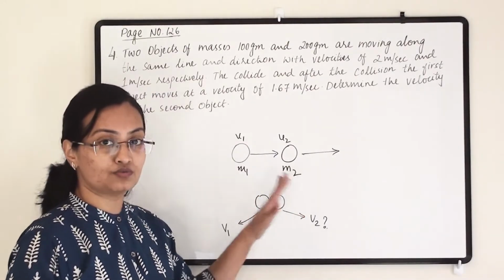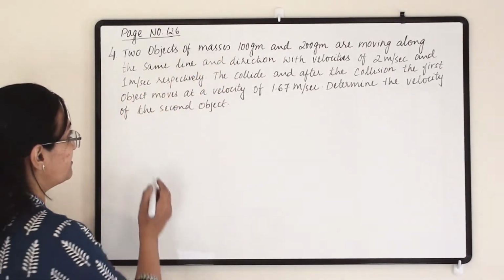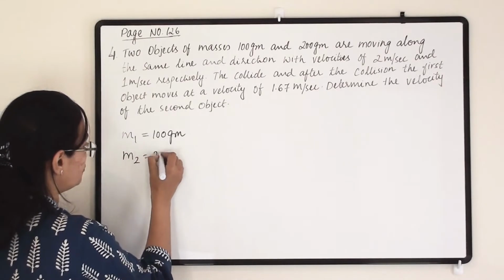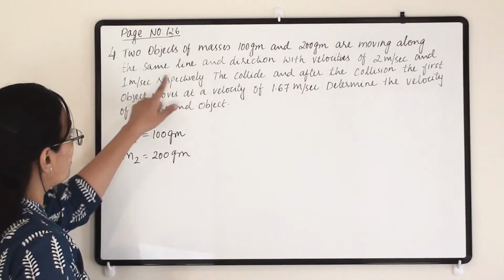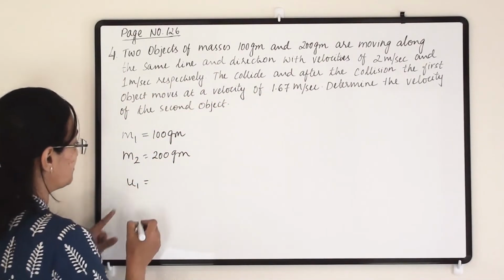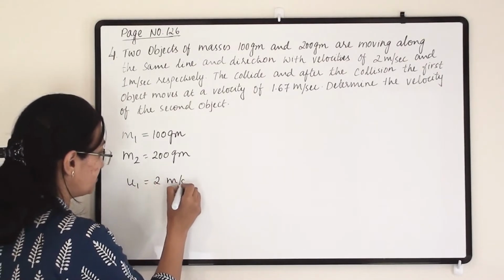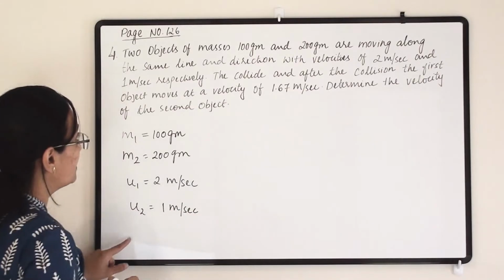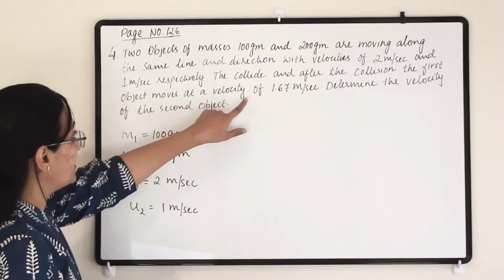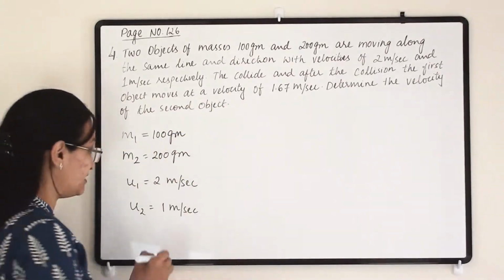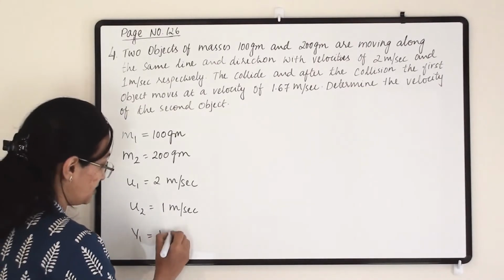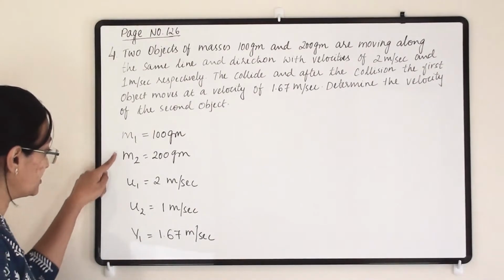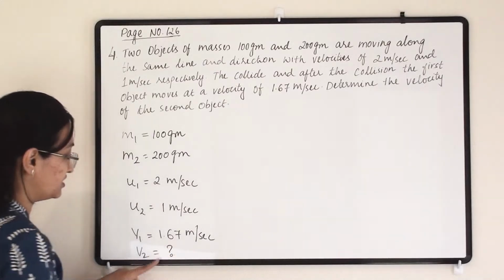Let us first note down all the details they have given to us. Two objects of masses 100 gram and 200 gram, so I am going to write here M1 equals 100 gram and M2 equals 200 gram. They are moving along the same line with velocities u1 and u2. So u1 is 2 meter per second, and u2 is 1 meter per second. Now after collision, the first object moves at a velocity of 1.67 meter per second. That is the final velocity, so I write v1 equals 1.67 meter per second. This is the final velocity of the first object, and we have to find out the final velocity of the second object.